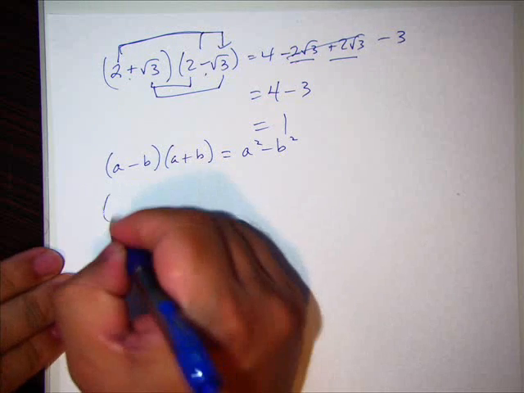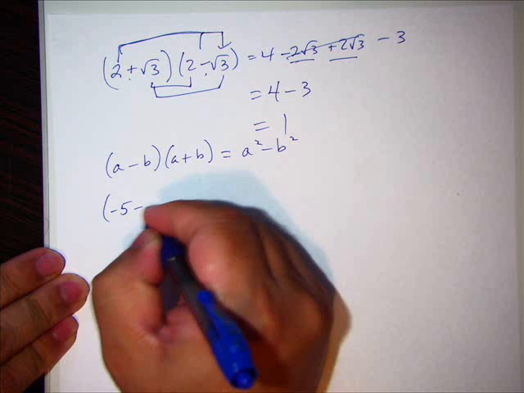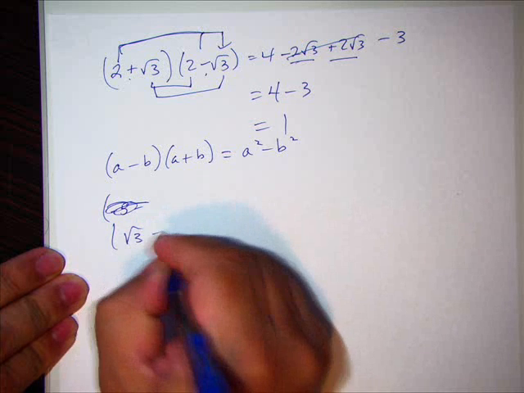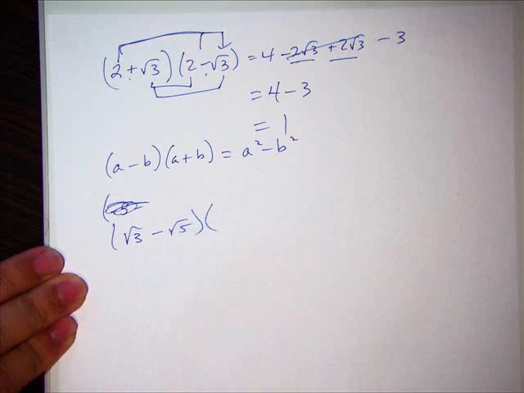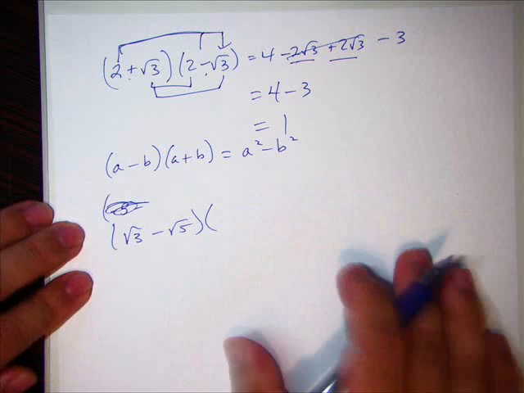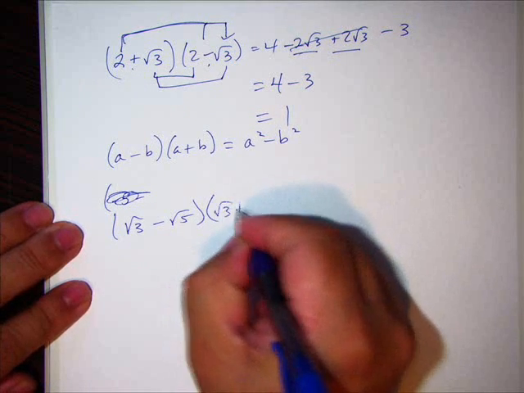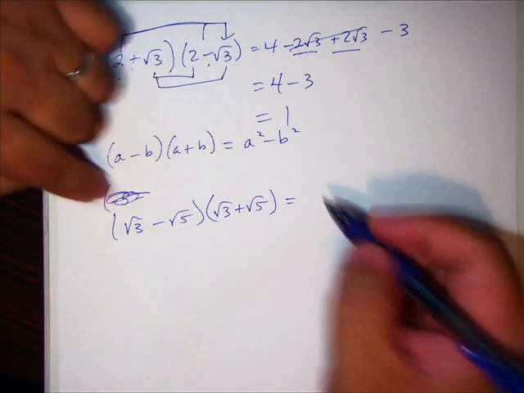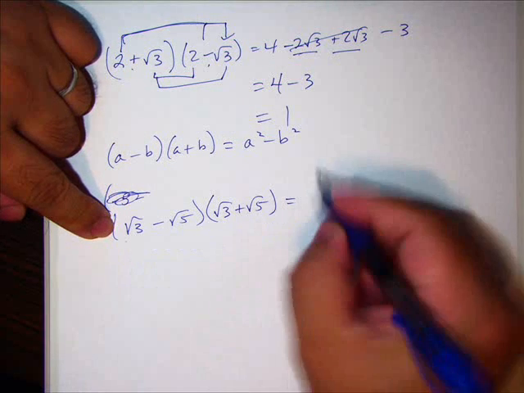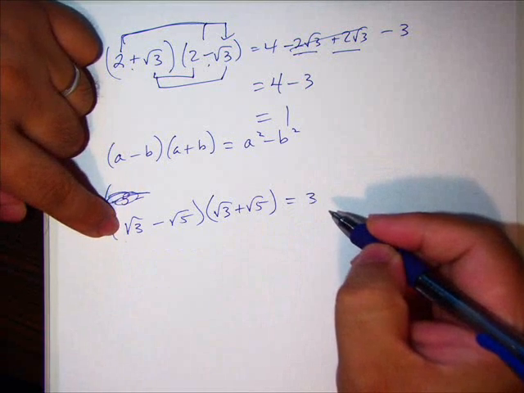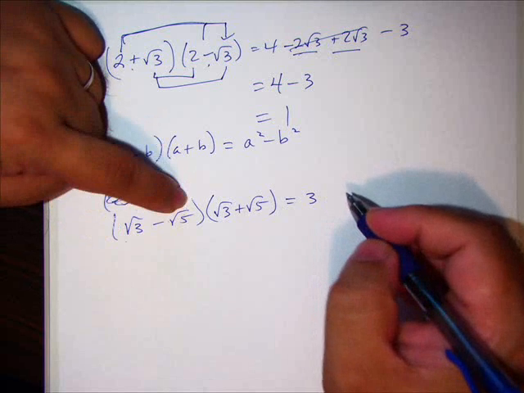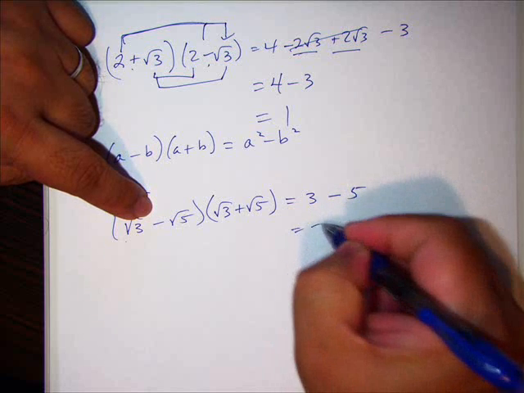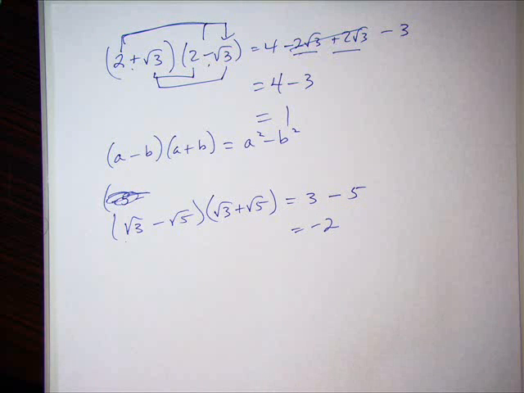All right, another example. Let's make it more complicated: square root of 3 minus square root of 5. The conjugate is square root of 3 plus square root of 5. This time I'm not going to take the long way. I just square the first term, which is 3. Remember, we're squaring a square root, so the square root goes away. Square the second term, which is 5, and put the minus between them. So that makes negative 2. And that's how you use the conjugate.